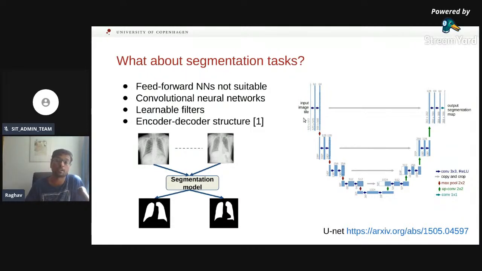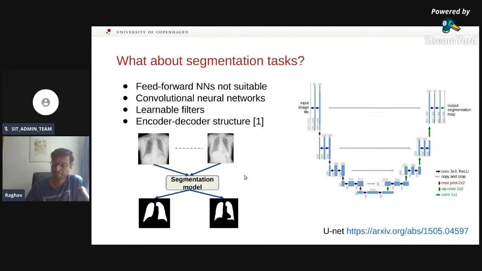We want the network to learn information at different resolutions. And this is what CNNs are very, very good at. They can learn filters at different resolutions, and this helps us solve the tasks very well. And this unit is what is called an encoder-decoder structure. The encoder takes input-level data and reduces it to a really low resolution, and then the decoder takes that low resolution and increases it back up. This is UNET, and it's used extensively in medical image analysis.